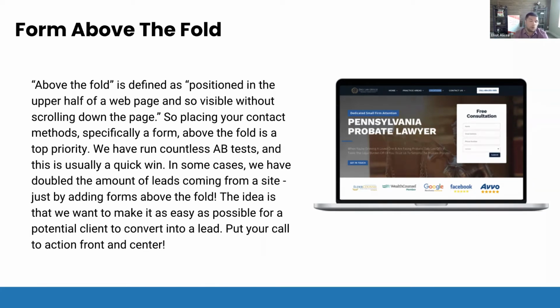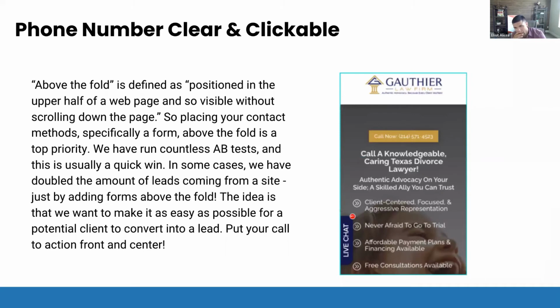So form above the fold is one of the most important things you could do. Again, very, very effective. We have A/B tested this so many times. We put a form above the fold on most of the pages on the site. Some pages don't get it, but most of them do. The next thing is having a phone number clear and clickable. So you want the phone number above the fold, obviously, because you want people to call. But another hack that you could do is making sure that that phone number is clickable. So when you click it, it actually triggers a phone call.